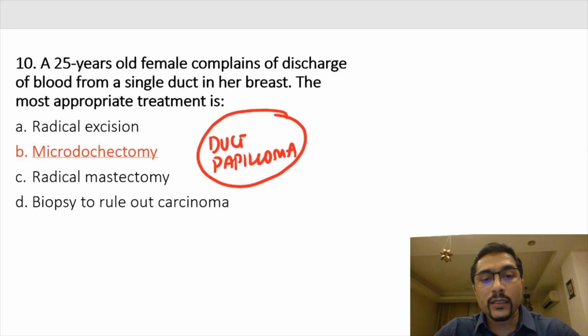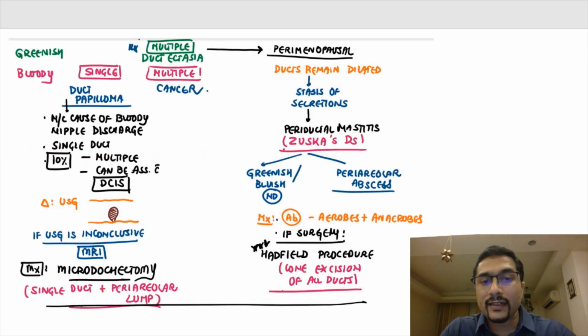So the treatment when you have a single duct involvement is microdochectomy. Microdochectomy is the removal of a single duct and the lump. That is microdochectomy.